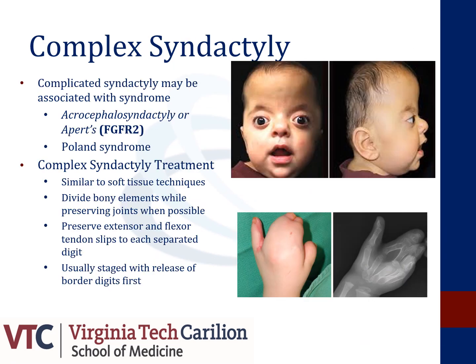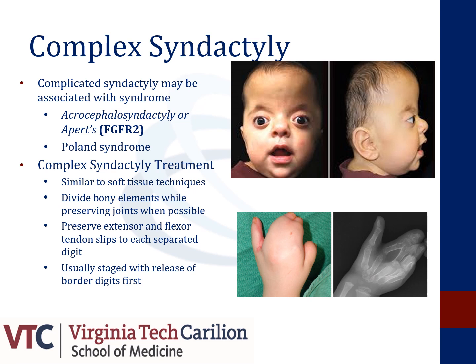Complex syndactyly involves the bony structures as well, and often is associated with a syndrome, for example, Apert syndrome or Poland syndrome. In Apert syndrome, there's a combination of bicoronal craniosynostosis and midfacial hypoplasia with severe complex syndactyly of the hands and feet. That results from a mutation of FGFR2 on chromosome 10q.